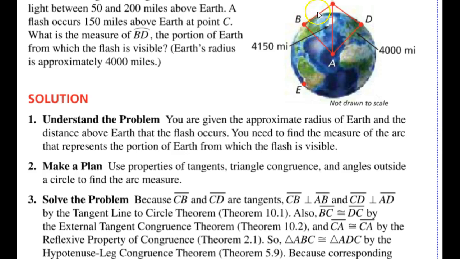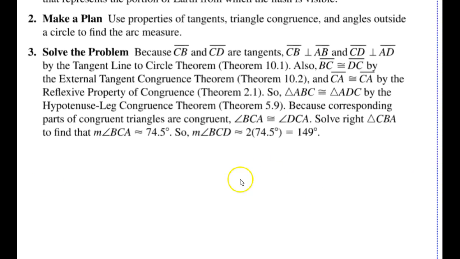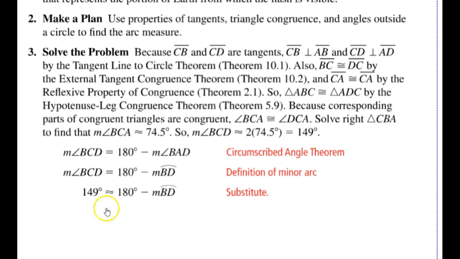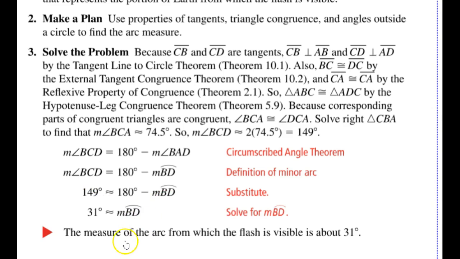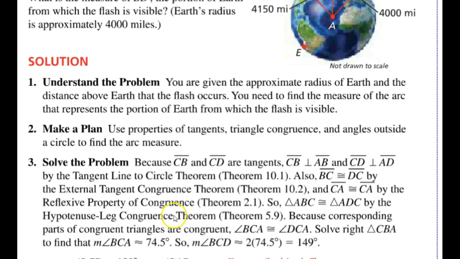So now I see that I have two congruent triangles with all the information that I have. So now I can look at corresponding parts of my triangles so I can find the angles that I'm missing. And now I can look at my circumscribed angle theorem now that I have some angles, and I can take 180 minus the measure of my minor arc, substitute the things that I know, and solve for that. So the measure of the arc is about 31 degrees once we've gone through all of these pieces. Make sure that you can look back and follow what we've done here and how we've gotten those pieces.